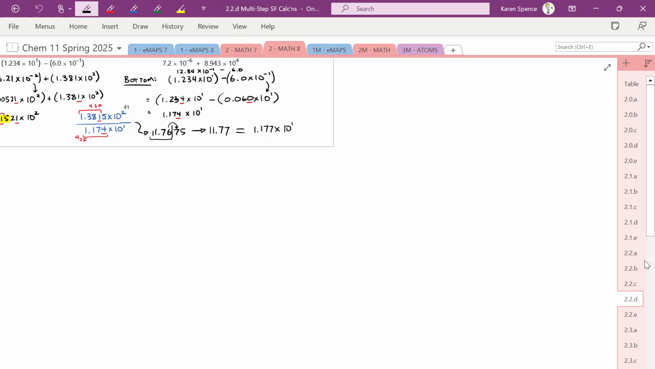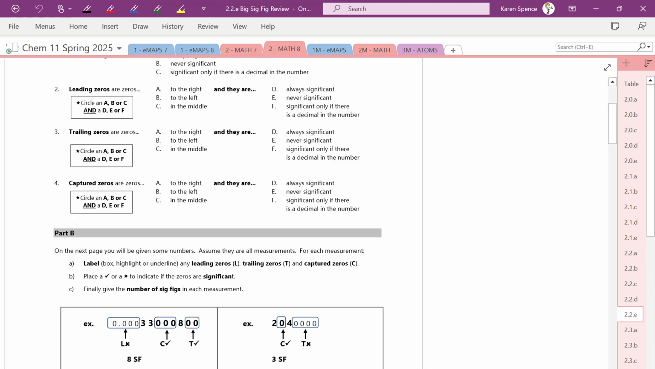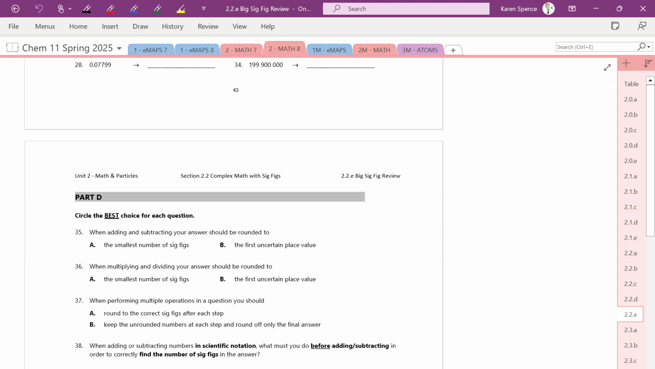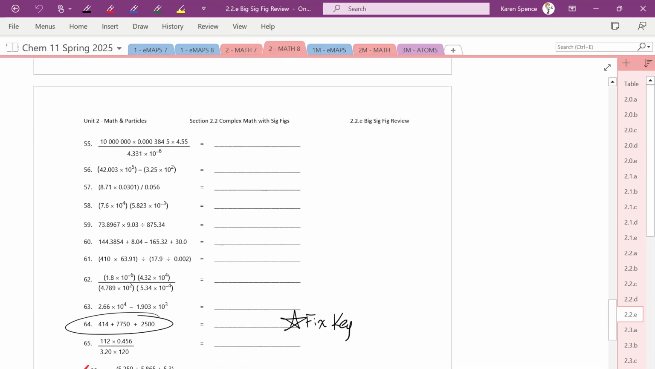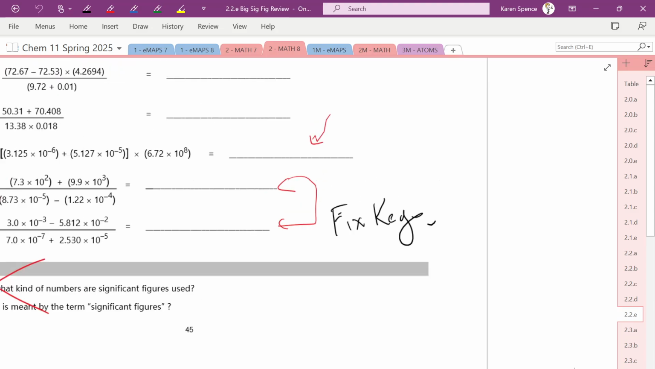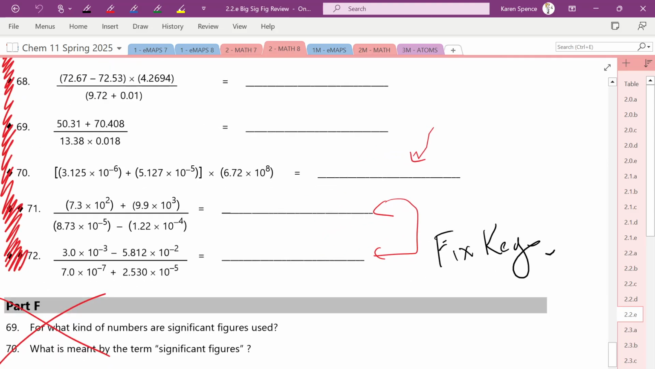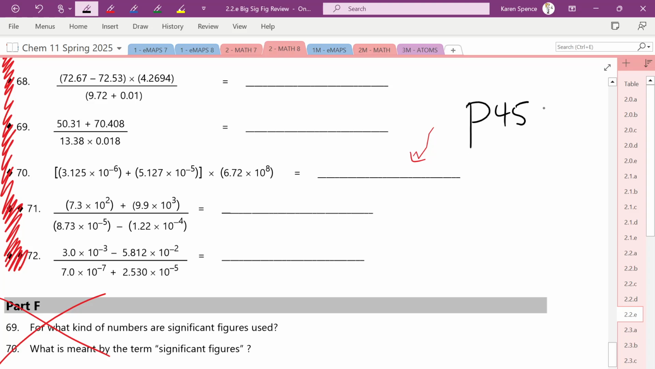71, sure. Okay, let's take a look at number 71. This is on page 45. Page 45, number 71. Okay, so this involves everything.